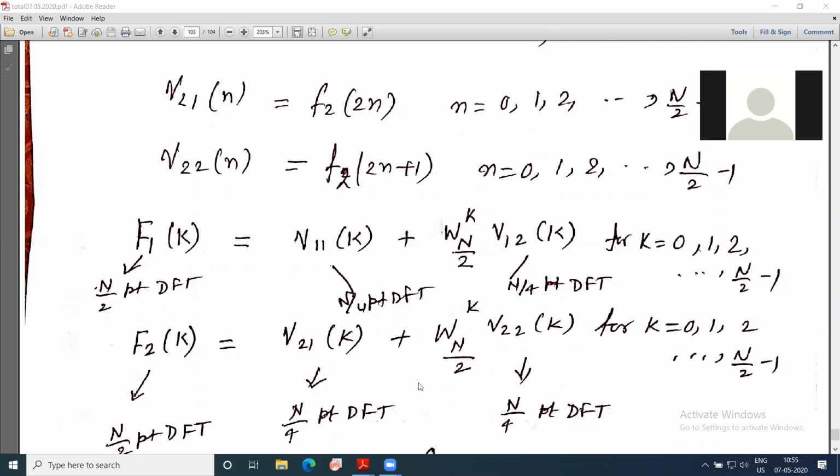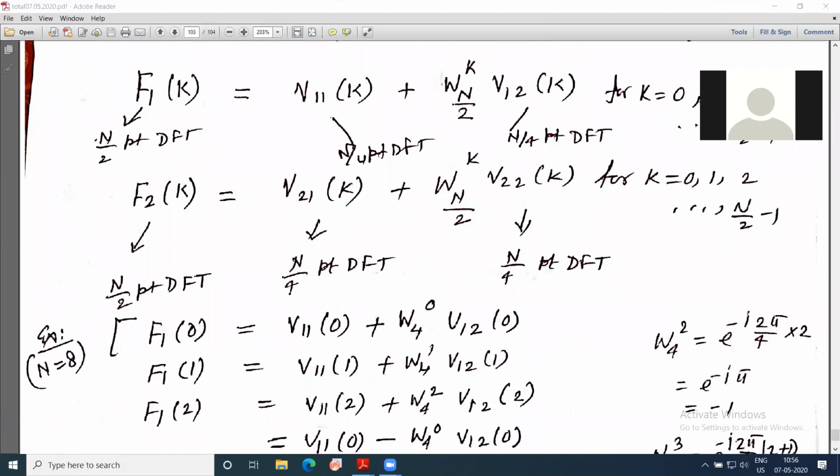N by 4, with N equal to 8, what is the value? 2. So v11 of k, v12 of k, v21 of k, v22 of k are all periodic with period 2. N by 4 or 2. In general it is N by 4. For the particular case N equal to 8, this will be 2. Okay, this is the general expression.